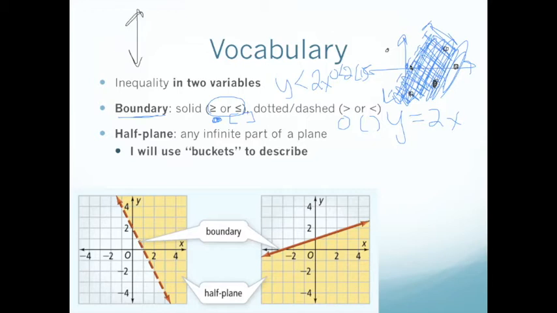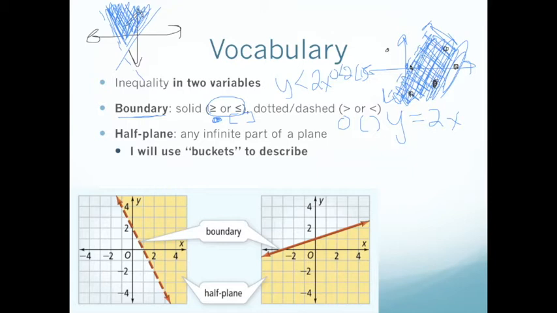So even if I have my axes here and I end up with something like this, and my answer is only part of it, and that's what we'll get to eventually, not this lesson. But if I have something like that, that region, even though it's like a quarter of the plane, is still called a half plane because half planes are infinite.